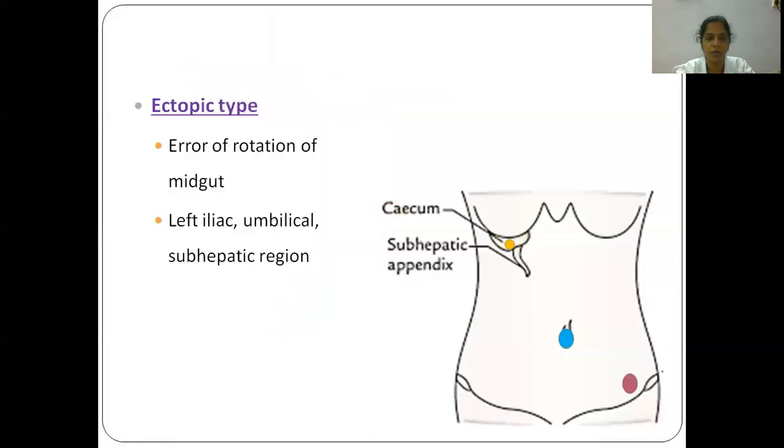The next is the ectopic type. Ectopic type means sometimes the midgut rotation is already over. So when there is an error in the rotation of the midgut, the position of the appendix may vary. In case of subhepatic type, the appendix will be seen near the liver. Sometimes it will be seen near the umbilicus, sometimes near the left iliac region. So the position varies, and that appendix is named as ectopic type of appendix. It is due to error of rotation of the midgut. So these are the various types of appendix.